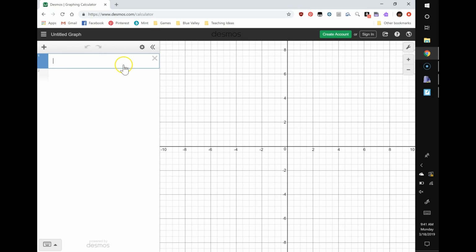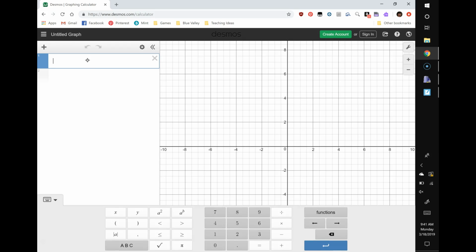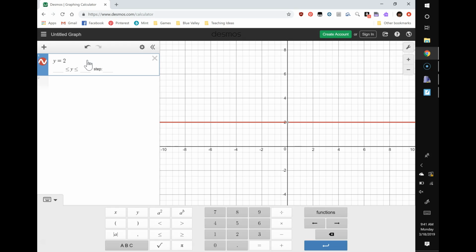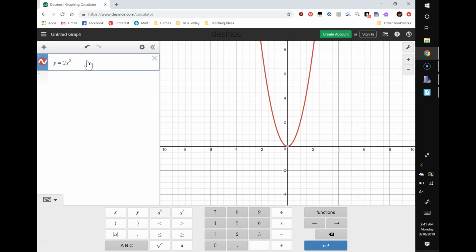And you're going to get this blank grid with something to type into here. Now, I want to type in y equals 2x squared. So I'm going to do y equals, and then 2. And then to get my x squared, I'm going to type in the x. And then see this a squared button? If I press the 2 there, that a squared button, it gives me 2x squared.